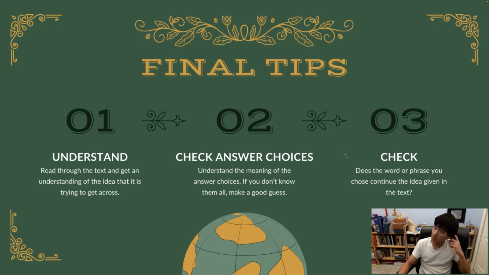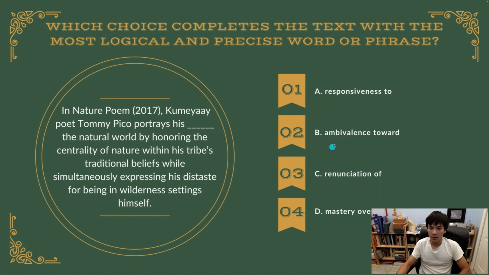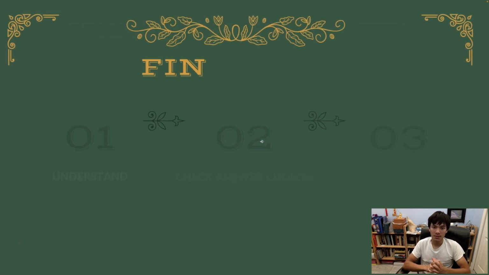And also, if you don't know what some of the words mean, you can make a guess. So kind of like here, if you don't know what ambivalence means, you can make an educated guess, because ambi, that means two, and valence, that kind of means like side. Okay, so two sides. So ambivalence could mean something related to two sides, which in this case it does, right? So just use your best judgment.